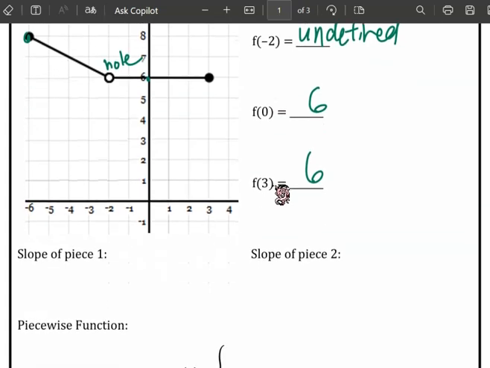To help us find the equations, we want to find the slopes of these linear pieces. The slope of piece 1, we could draw a slope triangle. Rise 1, run 2. And it's a negative slope, -1/2. The slope of piece 2 is a flat horizontal line. That slope is 0.